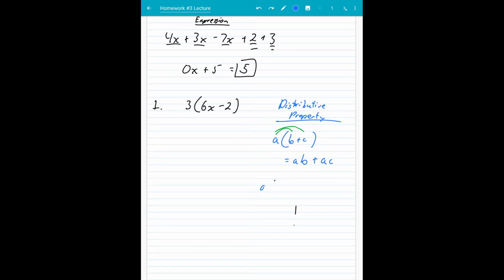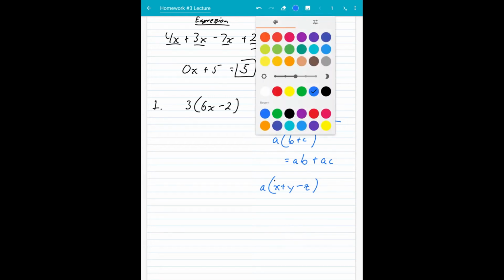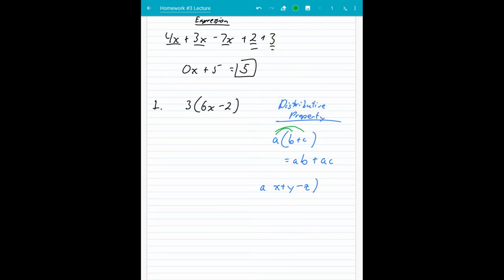If it was a times x plus y minus z, we can go ahead and multiply all those out. So we can distribute the a to the x, a to the y, and a to the z. And that would give us ax plus ay minus az. Remember, a positive times a negative would make a negative. So we still keep those rules of positive times a negative.